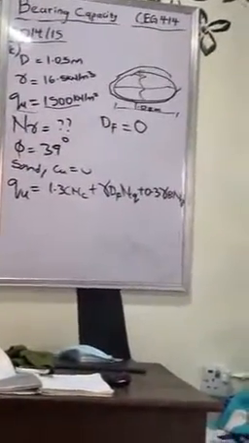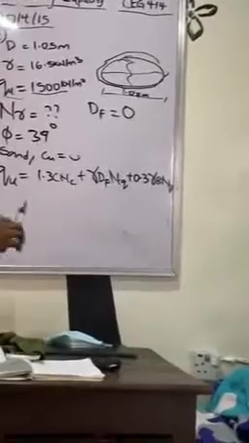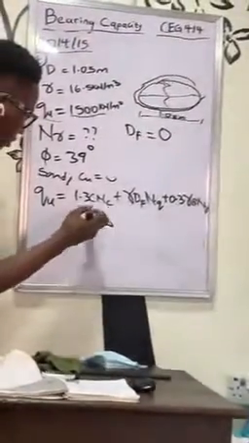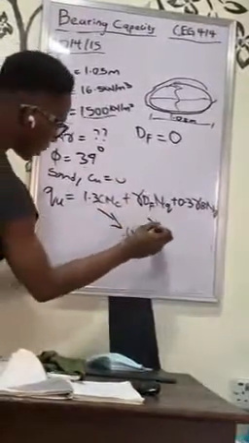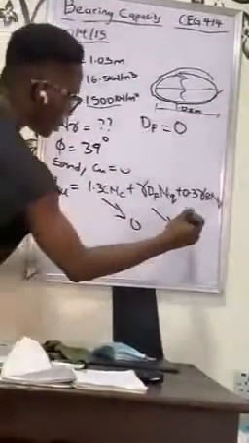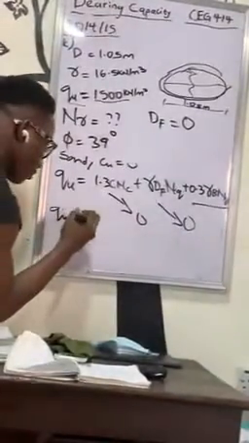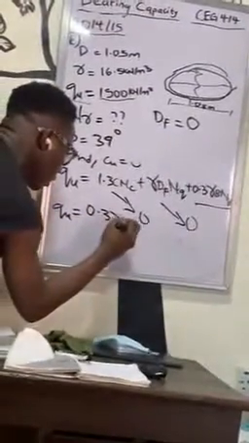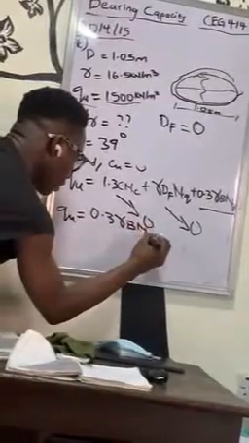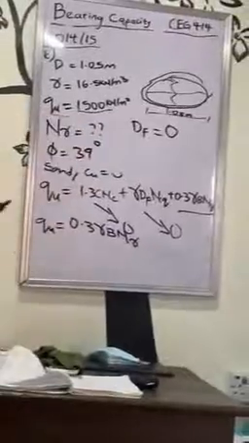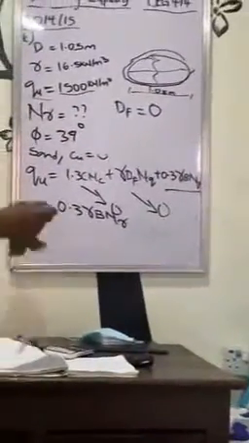That's true for all circular plates. So from here our C N C is 0 and our DF is 0. I'm only dealing with this part of the equation, where our QU equals 0.3 gamma B N gamma. Again, the question said we should find our N gamma. So let's move.